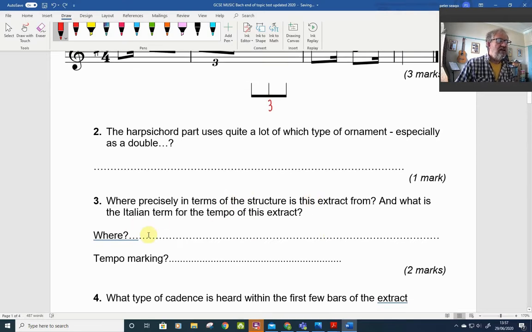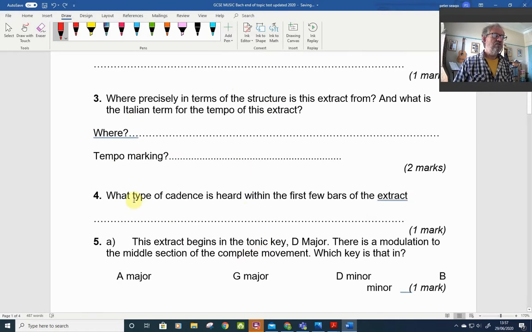from? And what is the Italian term for the tempo of this extract? Well, of course, we know if you watch the videos that the tempo doesn't change, so we just want the Italian term of the tempo marking. What type of cadence is heard within the first few bars of the extract? And there should be, of course, a question mark there. So you're going to need to listen to it to make sure that you're not just guessing, and then write down the cadence.